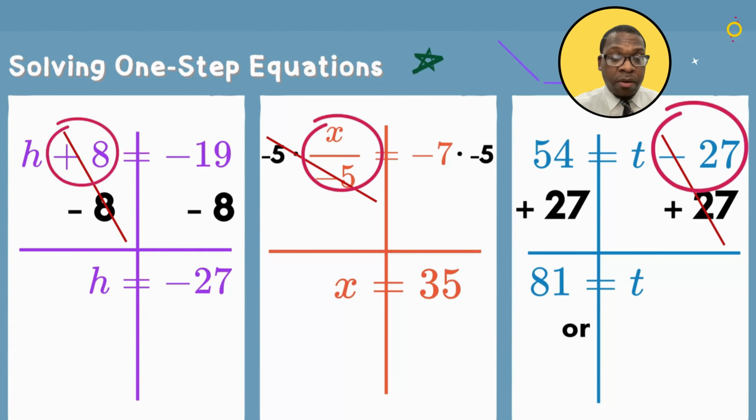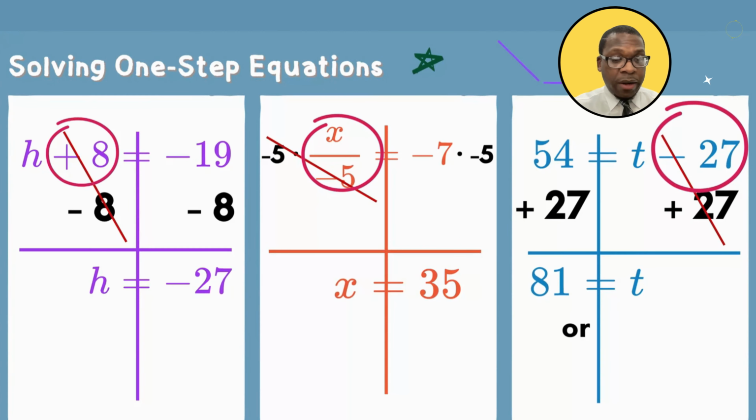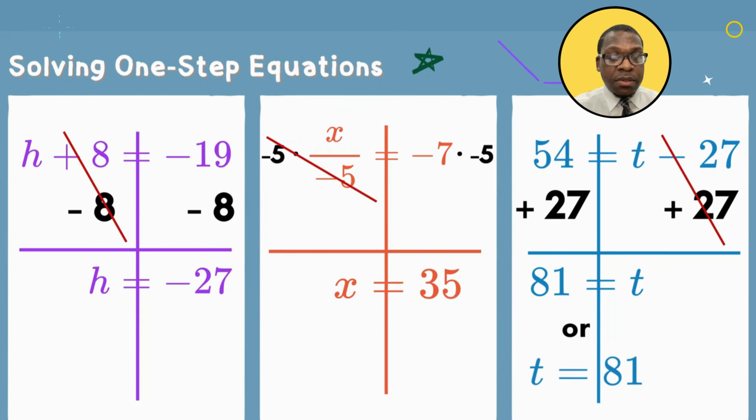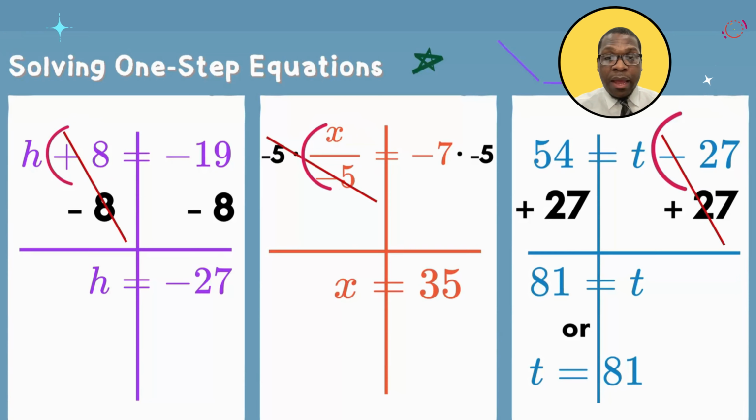Or, because we normally don't write equations like that, in standardized terms you usually put the variable first. So in this case, you would say t equals 81. Okay, I hope this helped with your mathematical journey, and I hope you can challenge yourself to go from one-step equations to two-step equations in the next lessons.